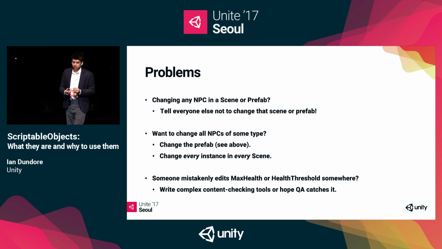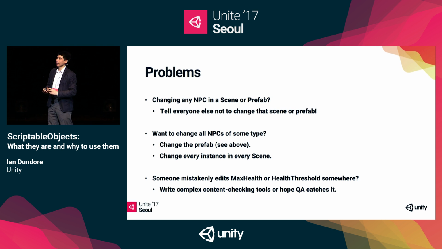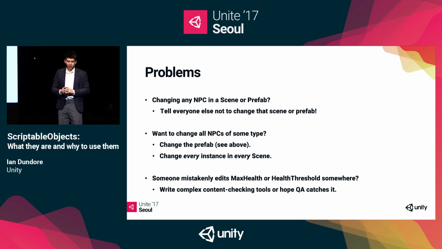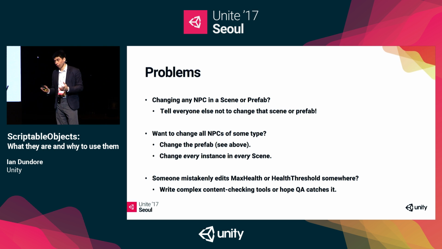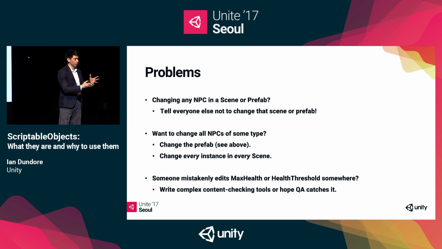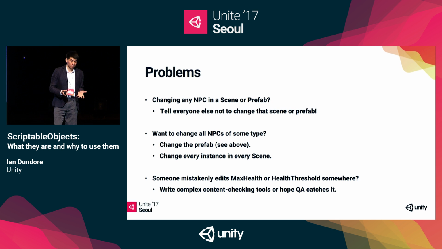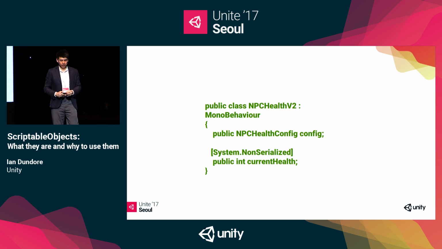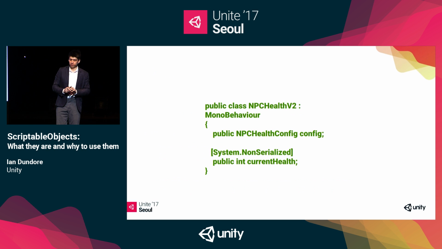And what happens if someone just accidentally changes the value for one NPC's maximum health? Now that one NPC might be a lot stronger than all the others, and we have to rely on our testers to catch that error for us. Or we write some tools to check all of our content. That's a lot of work. So let's refactor this system.